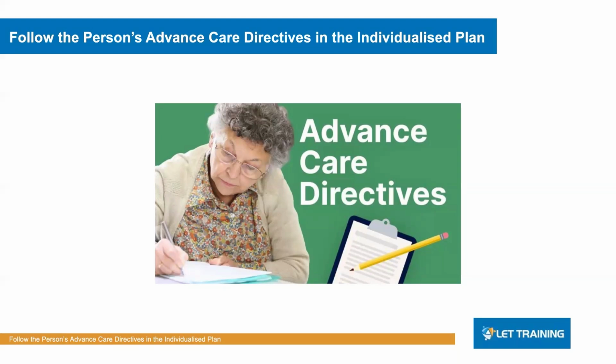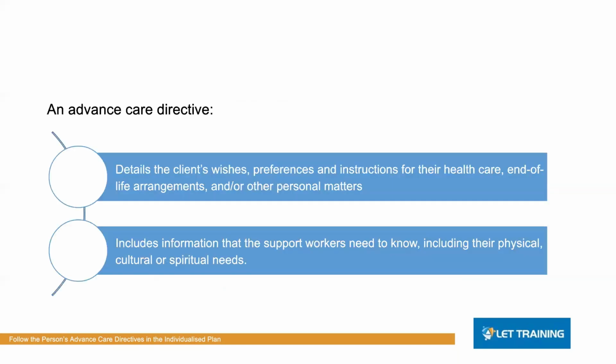It enables the client to appoint an attorney for health and personal matters, including a substitute decision-maker on their behalf. An Advanced Care Directive details the client's wishes, preferences, and instructions for their healthcare, end-of-life arrangements, and/or other personal matters. It includes the information that the support workers need to know, including their physical, cultural, or spiritual needs.